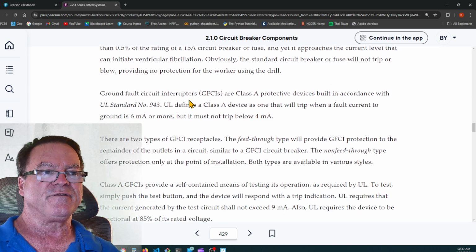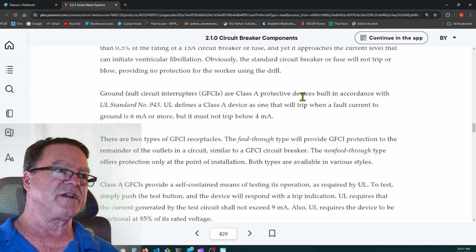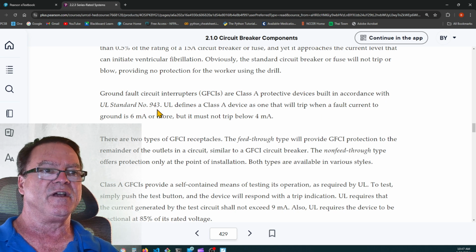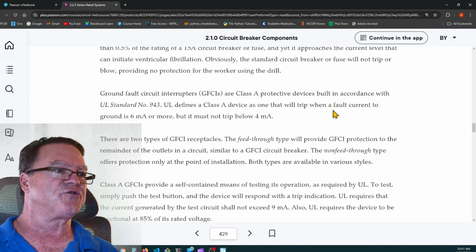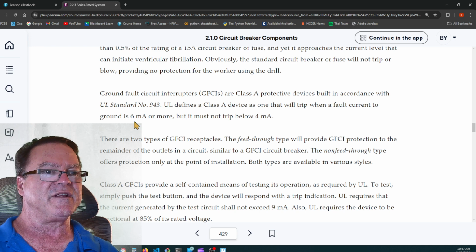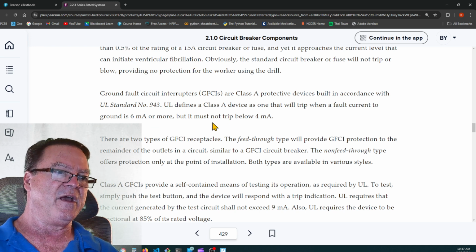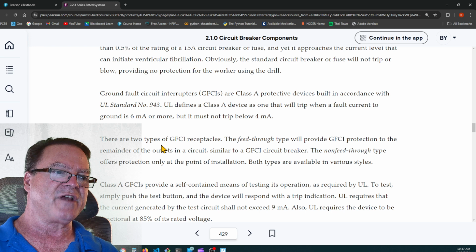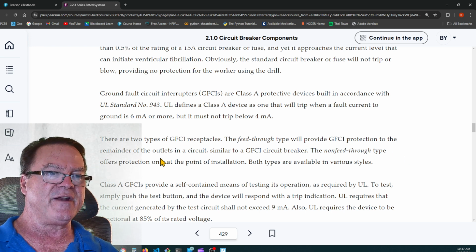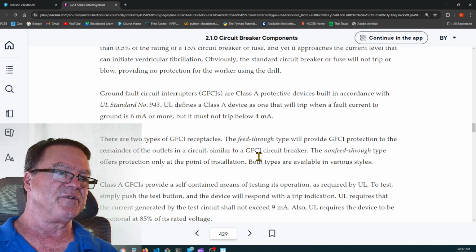Ground fault circuit interrupters are Class A protective devices built in accordance with UL Standard 943. UL defines a Class A device as one that will trip when a fault current to ground is 6 milliamps or more, but it must not trip below 4 milliamps. They used to say 5 milliamps plus or minus 1 milliamp. So 4 to 6. There are two types of GFCI receptacles. The feed-through type will provide GFCI protection to the remainder of the outlets in the circuit, similar to a GFCI circuit breaker. The non-feed-through type offers protection only at the point of installation.